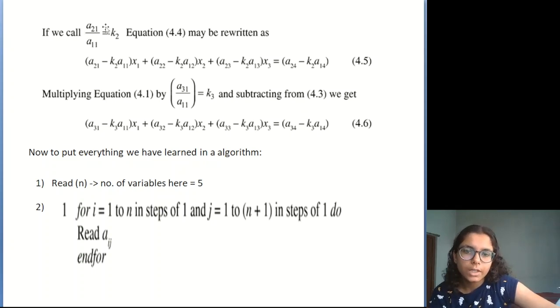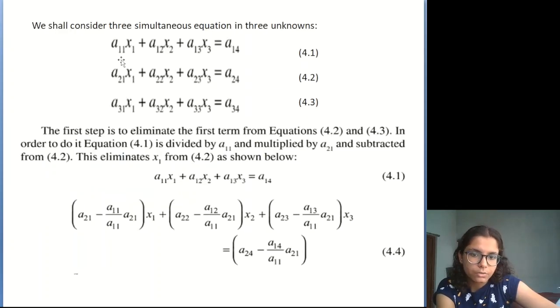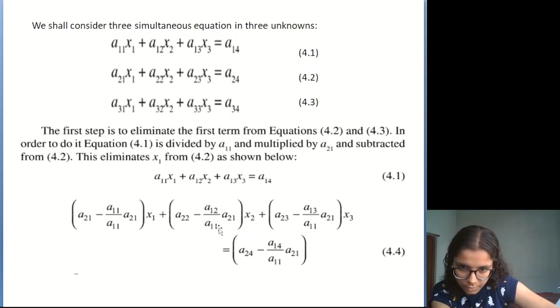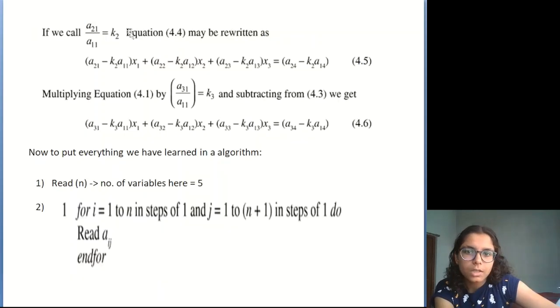Now we would call the a2 by 1. We had a structure here. This was a1 by 2 by a11, a1 by 3 by a11, a1 by 4 by a11. So we would consider this as a constant k2 and rewrite the whole equation here. We would take k2, k3 and so on, so that we would get a whole equation like this.